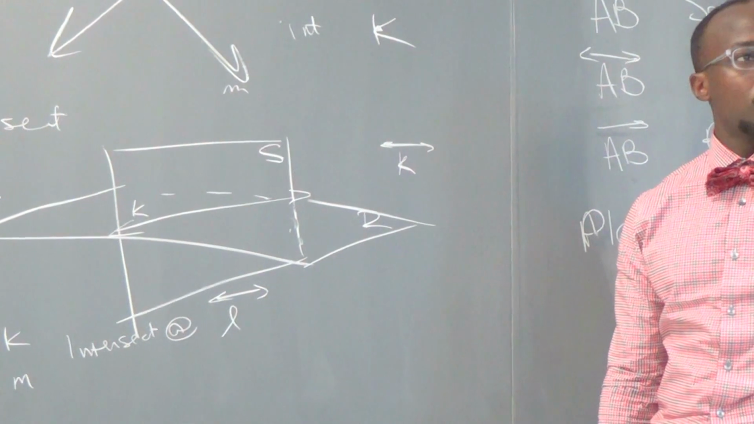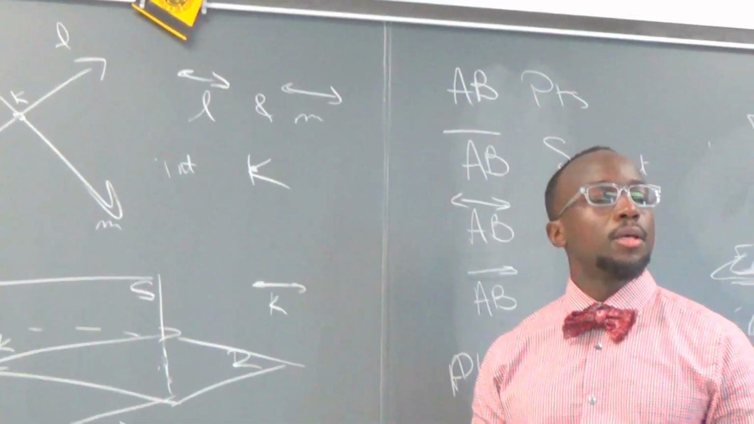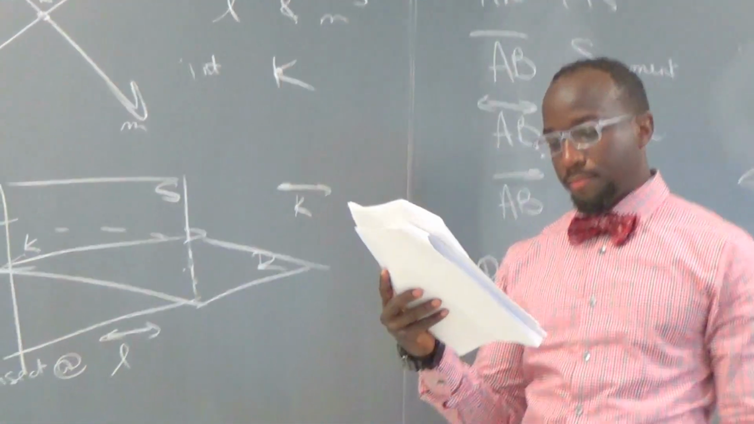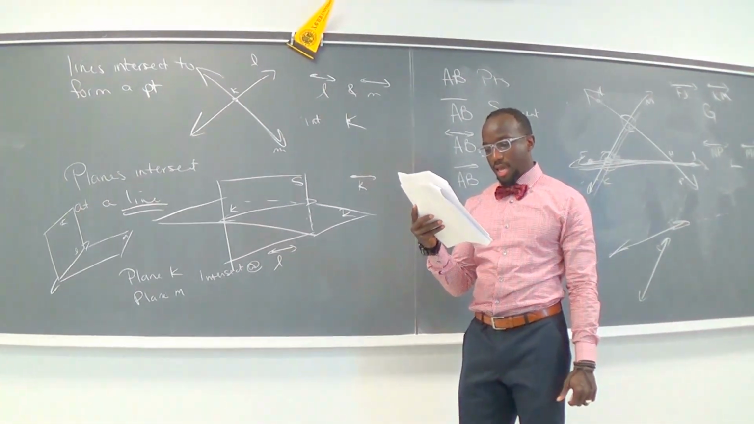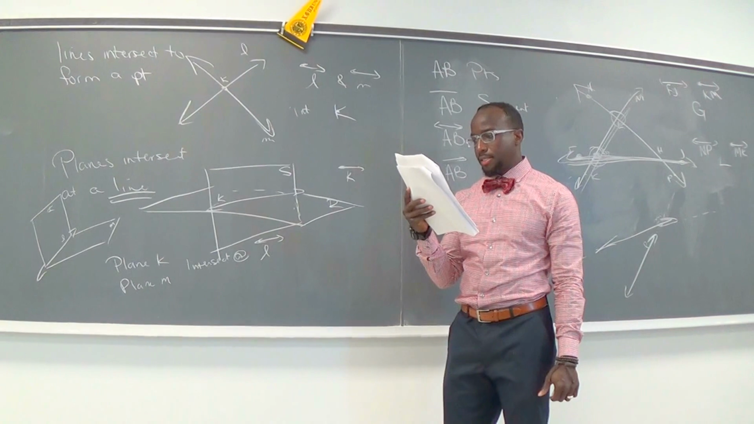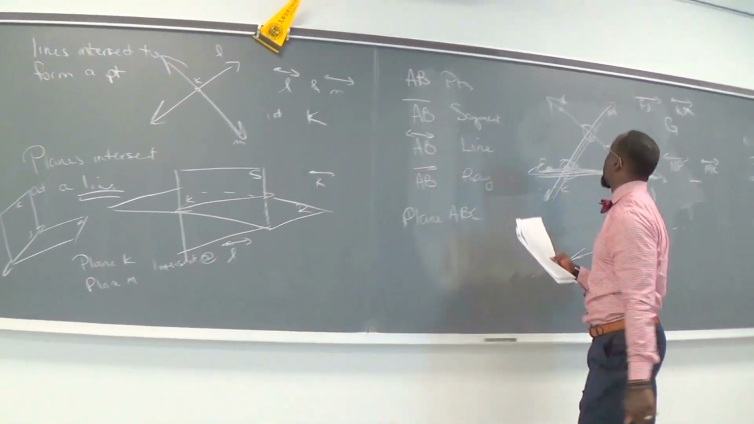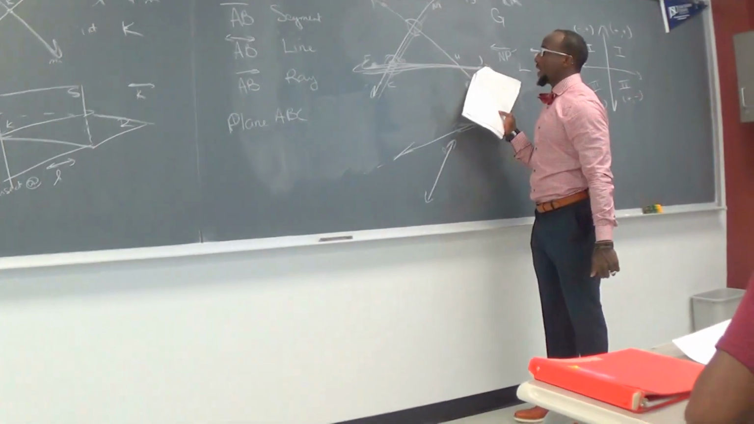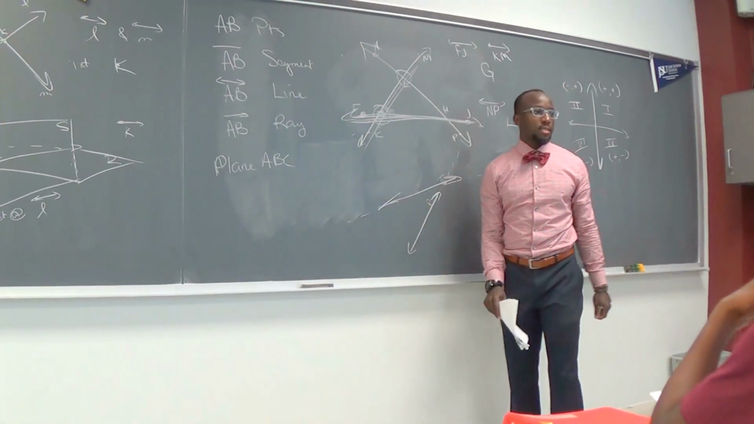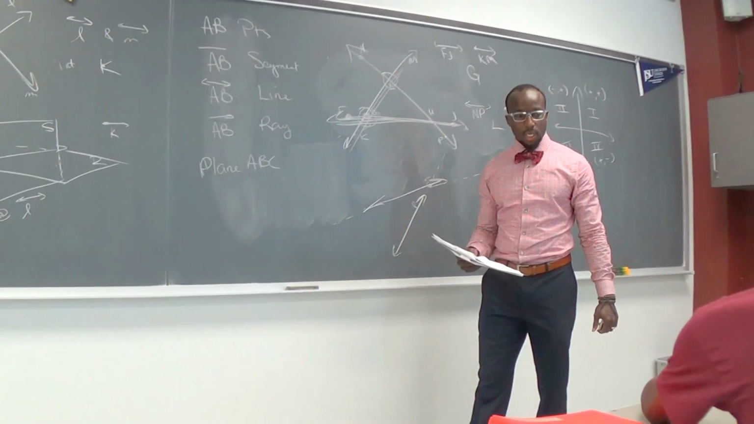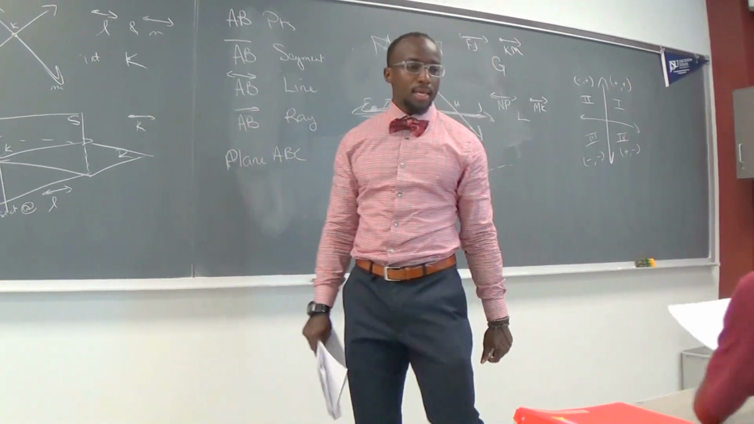So the intersection of FJ and KM is G. Say it again. FJ and KM. Where are we at on the first page? FJ and KM would be G. Yes. Okay. Yes, line K.